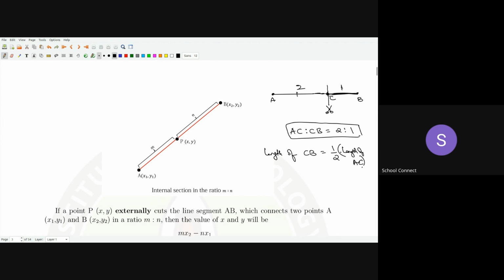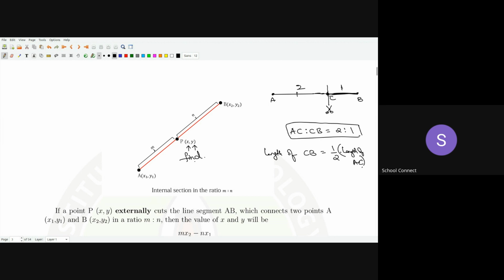Okay. So similarly, now you can generalize this. Why only 2, 1? You can divide this into m parts and divide this into n parts. Okay. So that is what this means. M parts goes into AP and n parts goes into PB. Now the challenge is we have to find the x and y. So we have to find this, but how, what all things we can use?